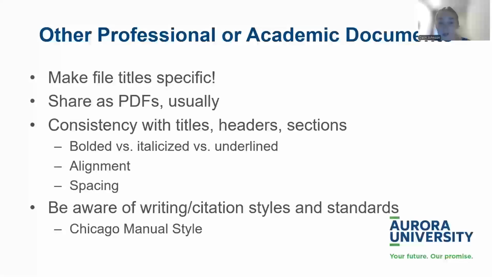And then be consistent with titles, headers, and sections. So if you bolded a section, make sure any similar section is also bolded. And then you could do like subsections that are italicized or underlined and then be consistent with that throughout. So it's not half bolded, half italicized, half underlined, just so it's easier to follow. Make sure everything is aligned appropriately and consistently and spaced out appropriately and consistently.